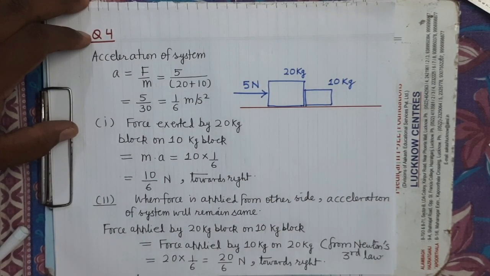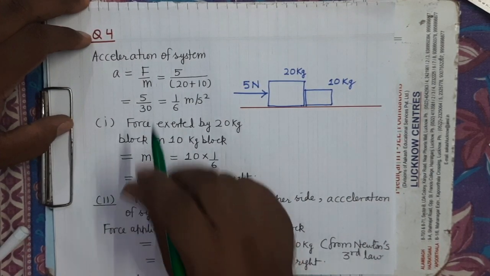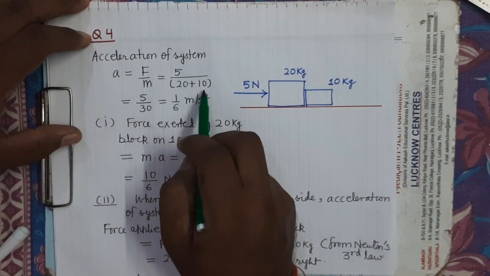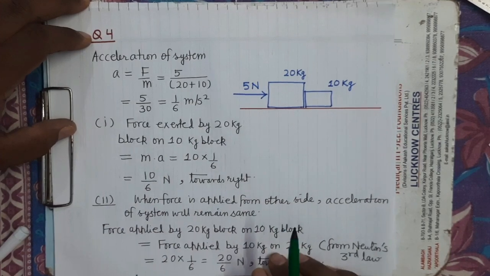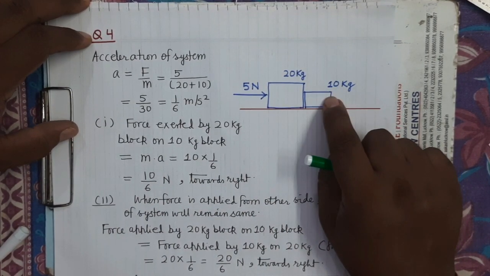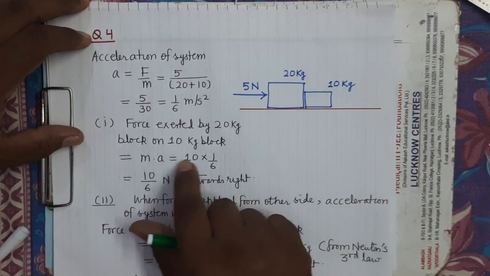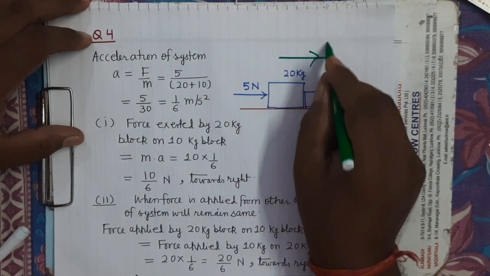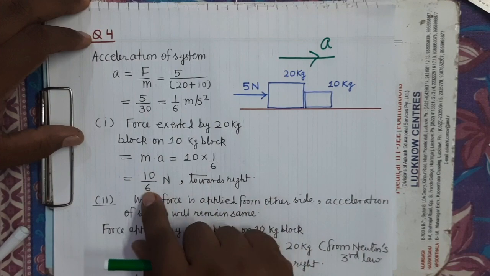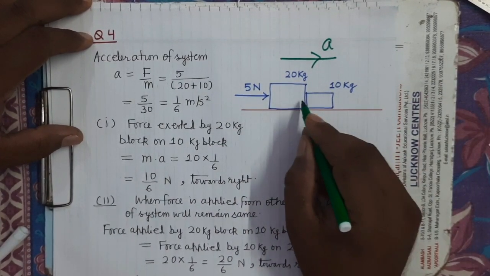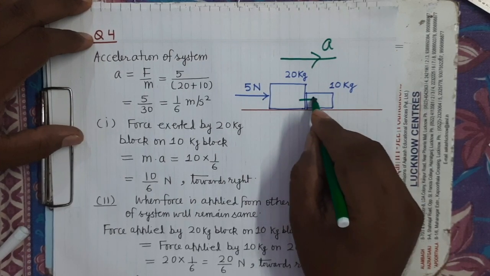So first you determine the acceleration. Acceleration will be force upon the total mass of the system, that is 5 upon 30, so 1 upon 6 meter per second square. So what is the force acting on the 10 kg block? Its mass multiplied by its acceleration. Its mass is 10, and acceleration is 1 upon 6, because both will move with the same acceleration. So it is 10 upon 6 Newton, and it will act in the right direction. It's clear?